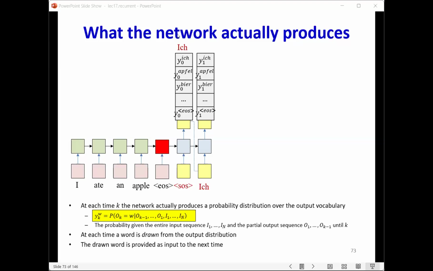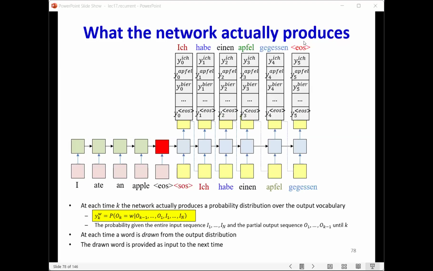Okay, so if I've sampled ich here, that has gone back in. So ich is part of the input that was used to compute this probability, right? I'm going to draw it, I'm going to generate it. We'll get back to how we got the ich from this distribution, but we got it somehow, okay? And then that goes back in. So at each time, what you're really computing is the probability of the next word, given everything until then.